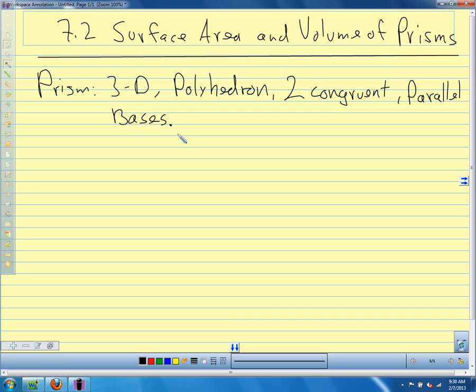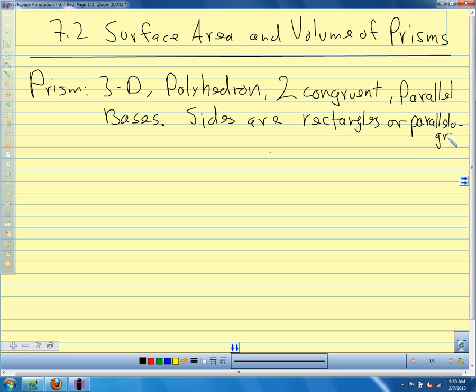What about the sides? The sides of a prism are what kind of shape? Sides of the prism are polygons. And we can be a little more specific even. What kind of polygons are the sides of prisms? Rectangles. If we have a right prism, they're rectangles or parallelograms. So we have two congruent parallel bases. That's how we figure out what kind of prism we have, and the sides are rectangles or parallelograms. And we're going to come back to the sides being rectangles for a right prism in just a second. All right, so there's our essential information.